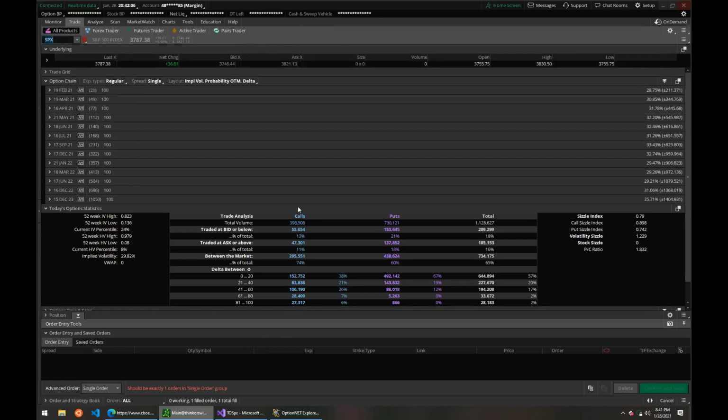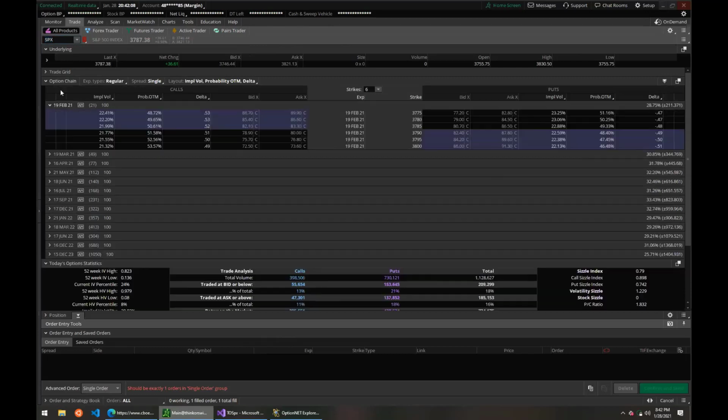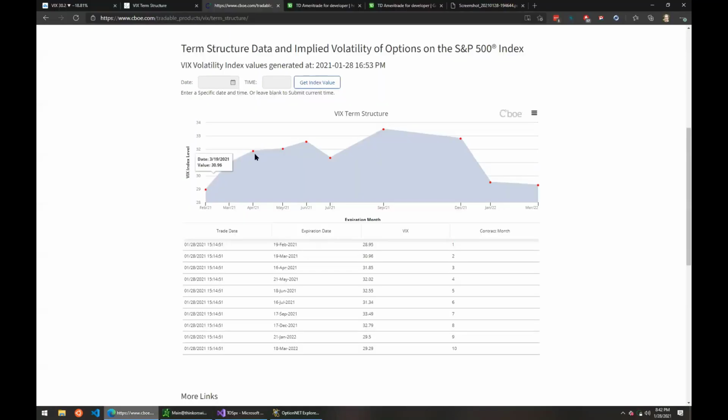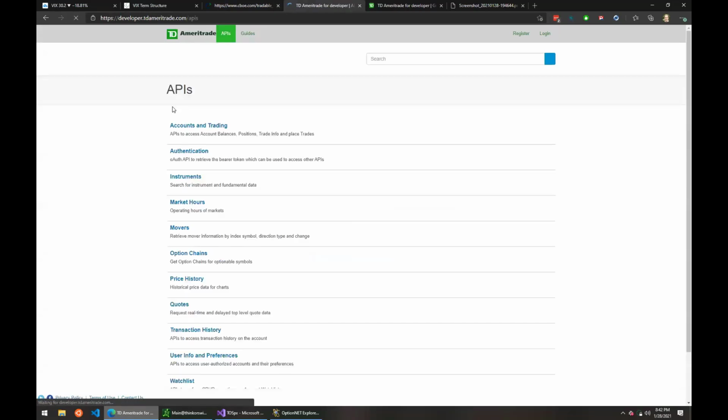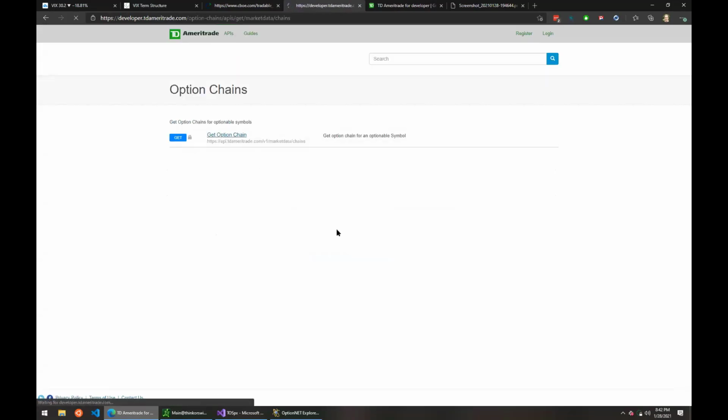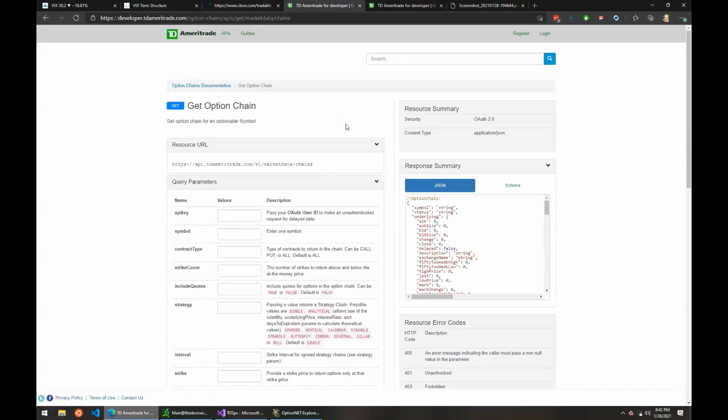So what I've done here is I really wanted to see this website, but I wanted to do more with it. I wanted to enhance it. So you can actually go to developer.tdameritrade.com and sign up for a free account. If you log in and go to APIs, you can come down to option chain and say get option chain. This will allow you to download the option chain in JSON format.